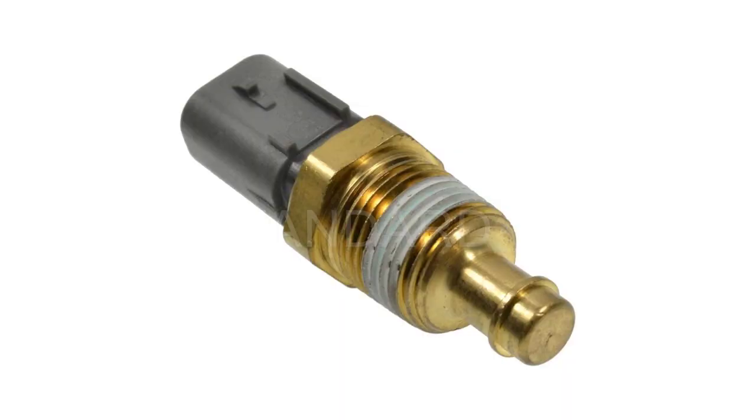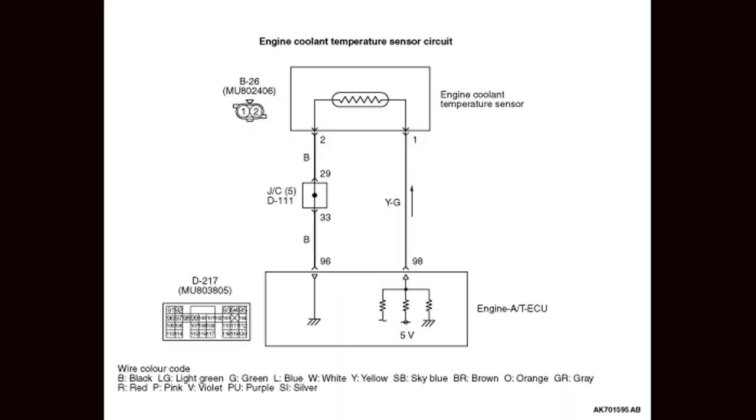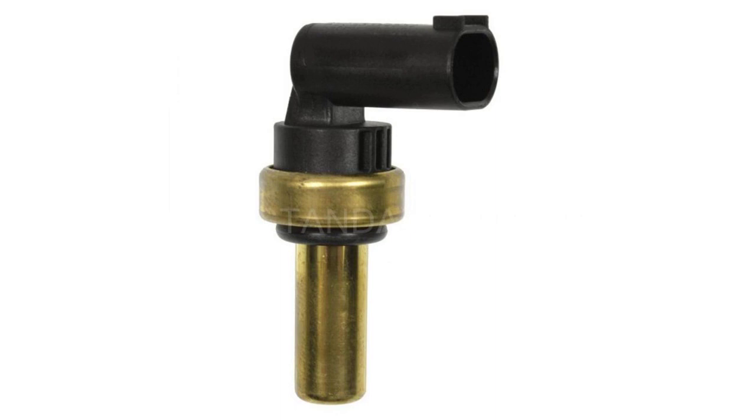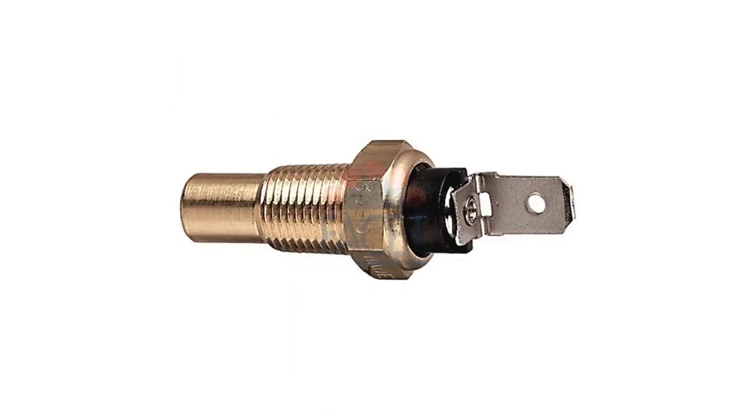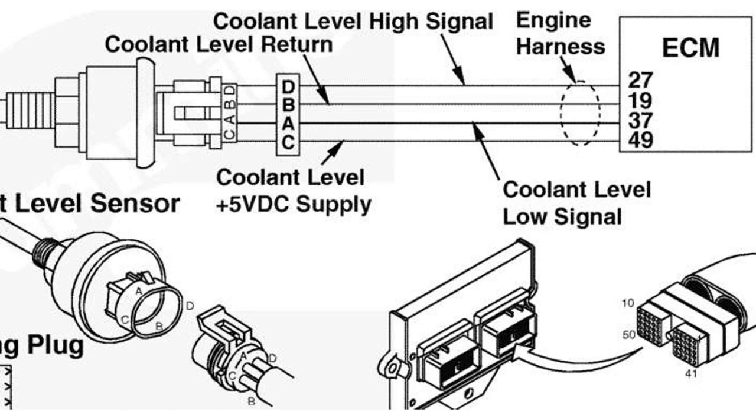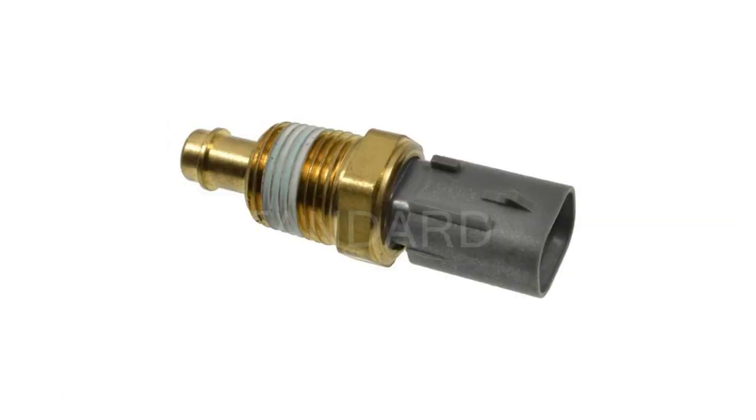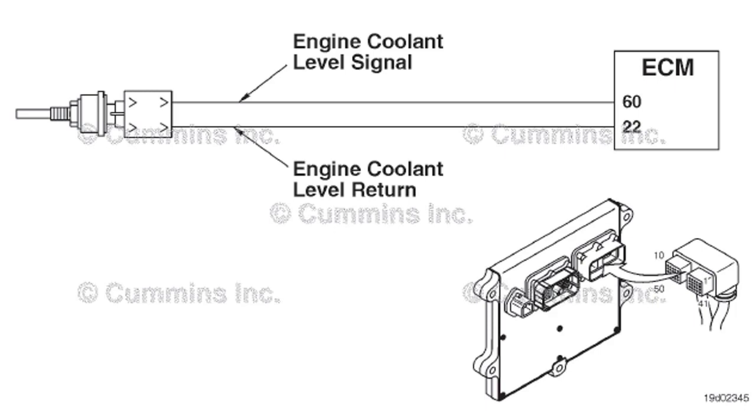In conclusion, SPN 1180 and FMI 0 indicate a fault in the engine coolant temperature sensor circuit. To fix this problem, check the engine coolant temperature sensor, wiring harness, and ECM. Repair or replace any faulty components and clear the fault code from the ECM memory. If you are not confident in performing these steps, it is recommended to seek the assistance of a qualified technician.